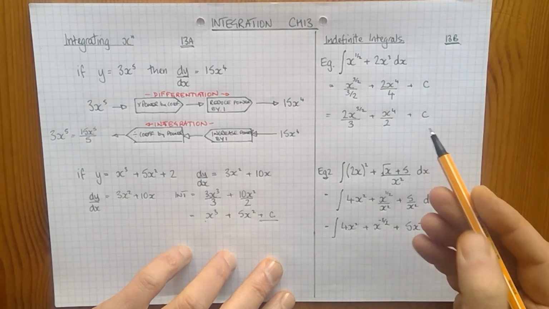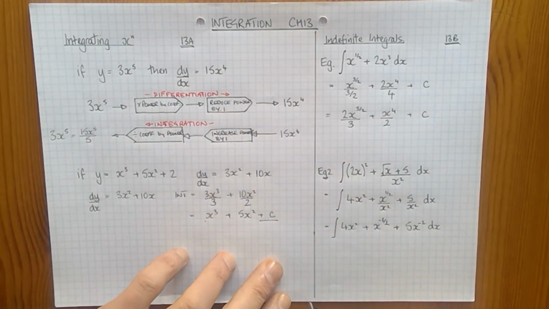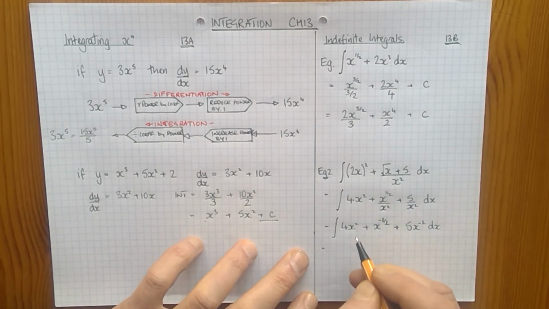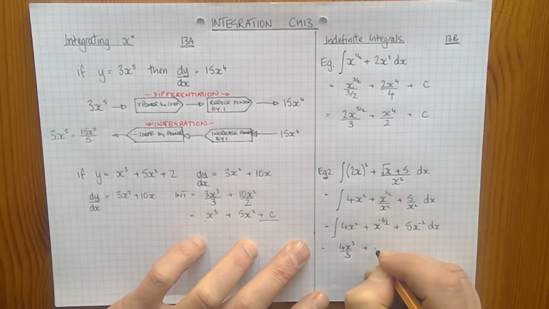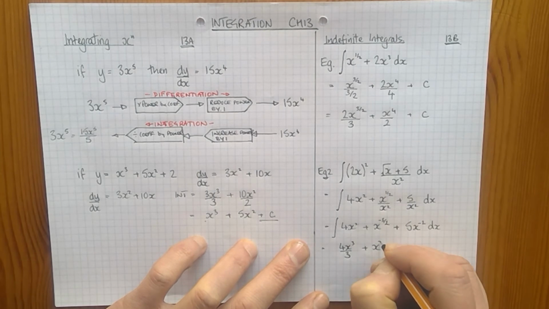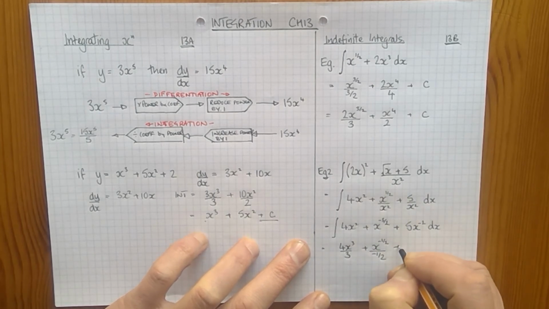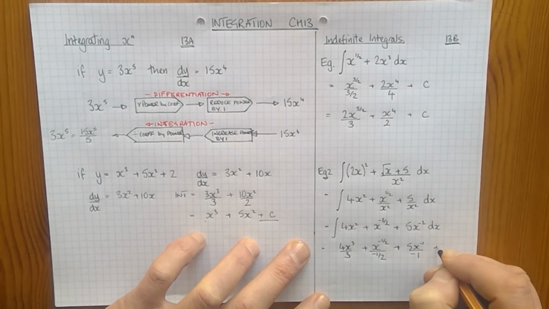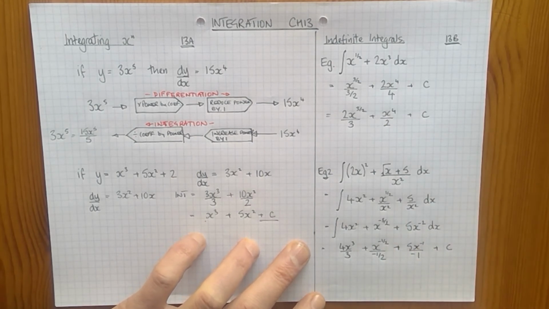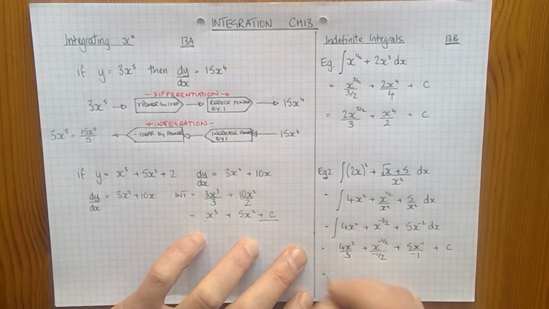And now I just apply the rules, the process that I've learned for integration. Increase the power by 1. Divide by the new power. Increase the power by 1, so that's going to be minus 1/2. Divide by the new power. Increase the power by 1. Divide by the new power. And now I've just integrated it, so I must put a plus c on the end. This can be simplified, it can be tidied up. So let's just wrap this up.